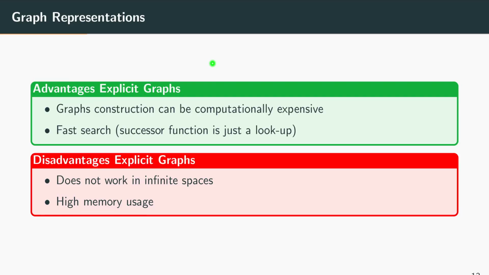Okay, so I think now we have everything, and then I wrote down here high memory usage as a disadvantage. That of course depends on how big the graphs are, and that depends on how many dimensions our configuration space has and what the average branching factor is, which means how many neighbors on average every node has.